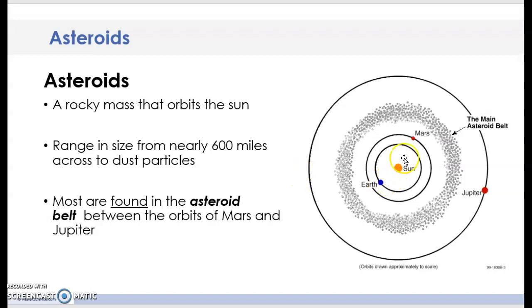So if you look over here at this picture, here's the orbit for Mars, right here. And out here is Jupiter. And in between, in the big gap there, there's this ring that goes around. It's almost like a donut. And it consists of all of these particles and rocks that just sit and orbit the sun.